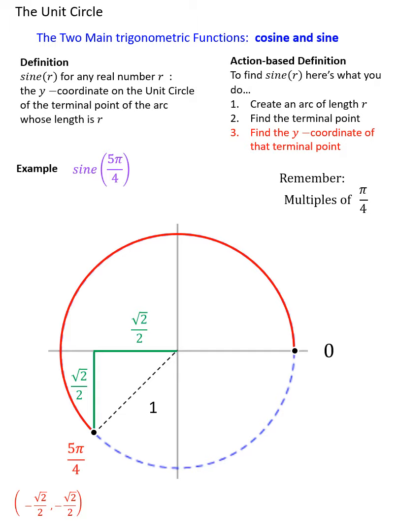And so now that I know the coordinates of that point, remember I want the y coordinate of that point to be the value of my sine function, and therefore I now know the sine of 5 pi over 4.